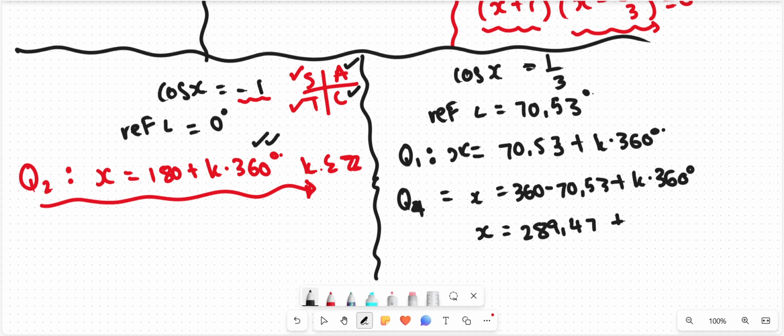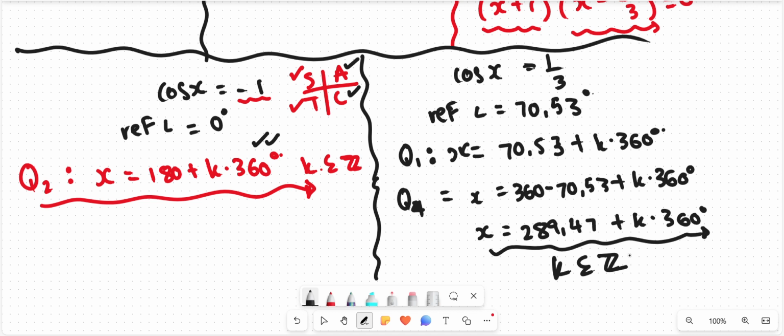289.47 plus k 360. You can check that on your calculator. Again, k is an element of real numbers. So there's my one solution for quad number 4, and there's my other solution for quad number 1. And we're done. I hope you're noticing something: if it needs some factorization, we're always going to end up with 4 general solutions.